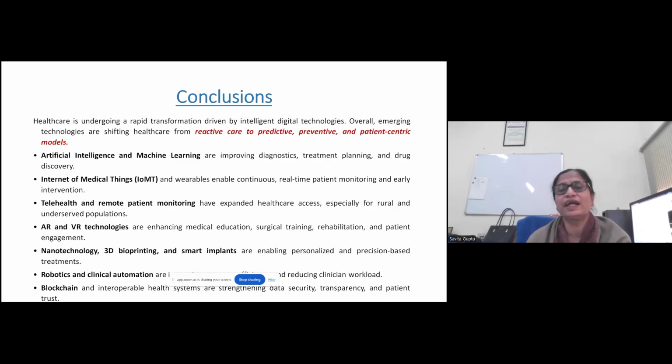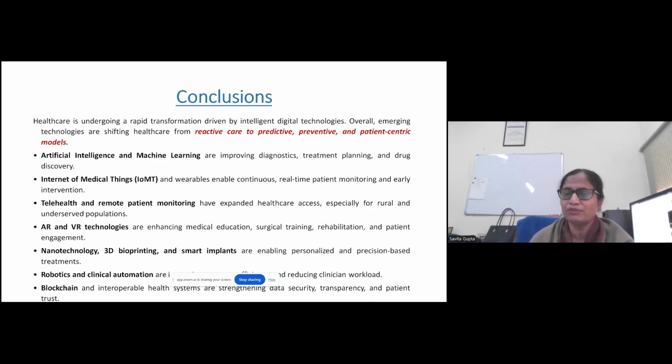I have shared some insights about many technologies which are working in synergy. So let's take a brief summary of what conclusion we can draw from all this discussion. Healthcare is undergoing a rapid transformation, as we have seen. Bioprinting, 3D implants, wearable devices are in place. All these transformations are driven by intelligent digital technologies. What are the technologies? AI and machine learning, which are improving diagnostics, treatment planning, and drug discovery. Now the Internet of Medical Things and wearable devices, which are enabling continuous real-time patient monitoring and early intervention.